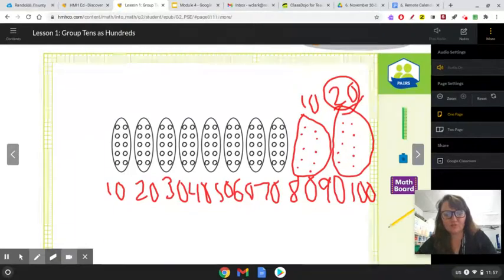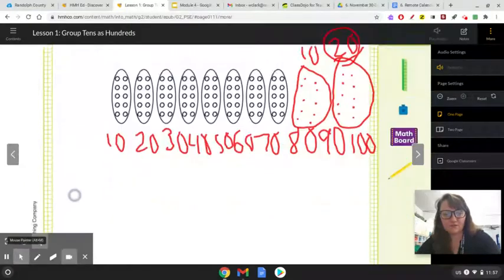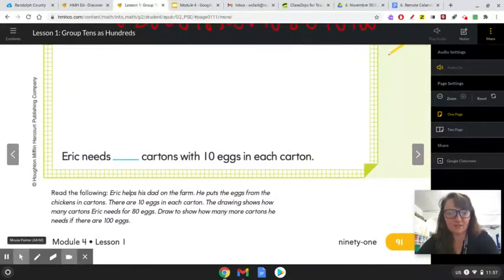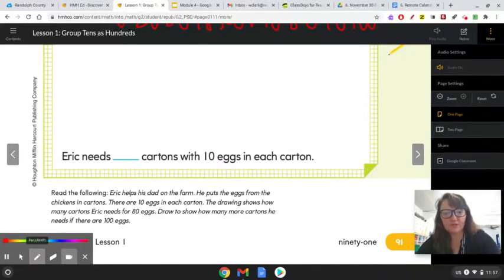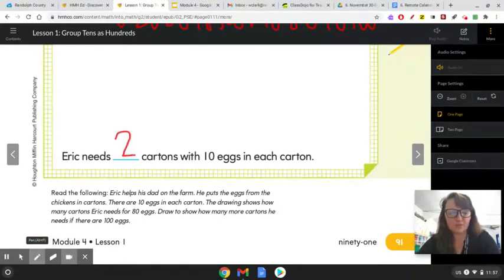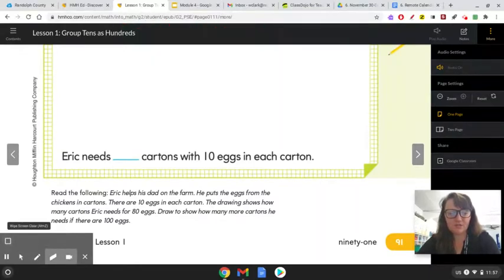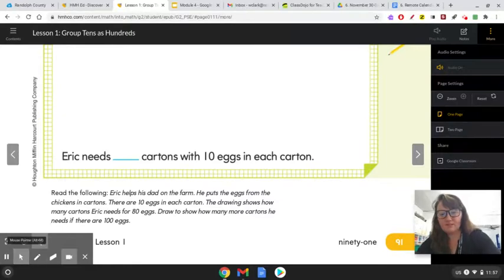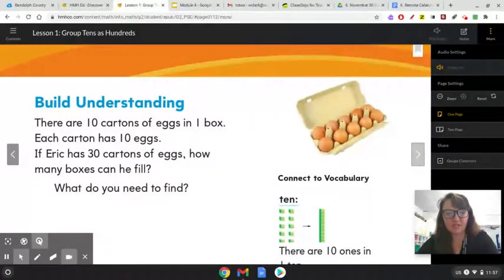Okay. So now what we're going to do next is, let's think about our question down at the bottom. It says Eric needs blank cartons with 10 eggs in each carton. So how many circles did we do? We did 2 circles up there, which means there were 2 cartons with 10 eggs in each carton, which is 20. Okay? All right, good job, guys. So I'm going to erase before we go to the next page, and then move along. So that was page 91.